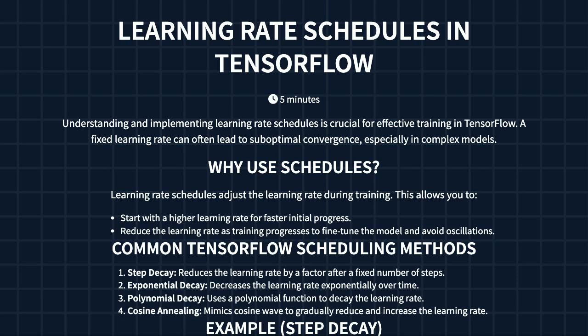steadily lowers it over time, polynomial decay offering more nuanced control, or even cosine annealing, which mimics a cosine wave for smoother adjustments. I'll show you a quick example using step decay in Python to illustrate how to implement this within your TensorFlow model. Remember to choose the schedule that best suits your specific problem and model.